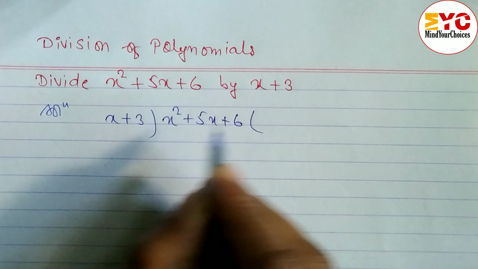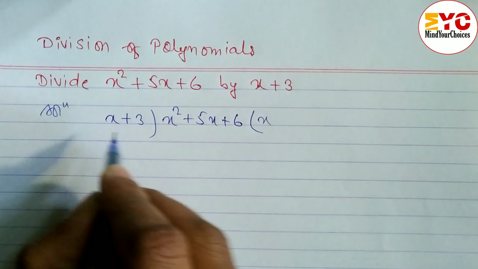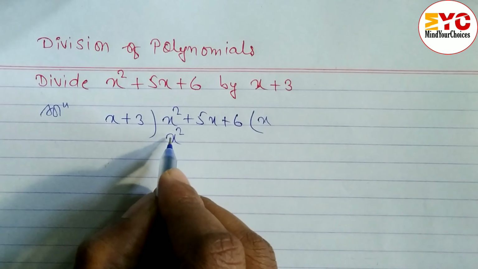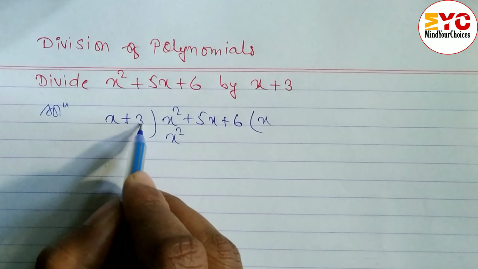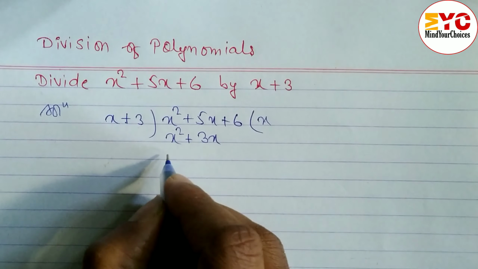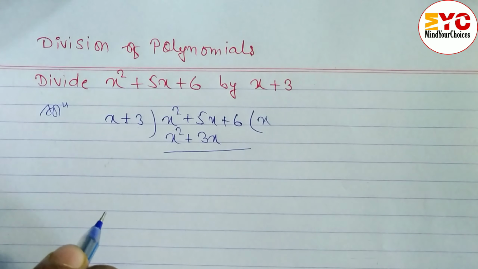x into which variable becomes x squared? Definitely x into x will be x square. Always we have to remove the first one, okay, leave the others. Plus 3 into x, 3 into x, how much do we get here? 3x. So we have to write here 3x. Hope you understand up to here.